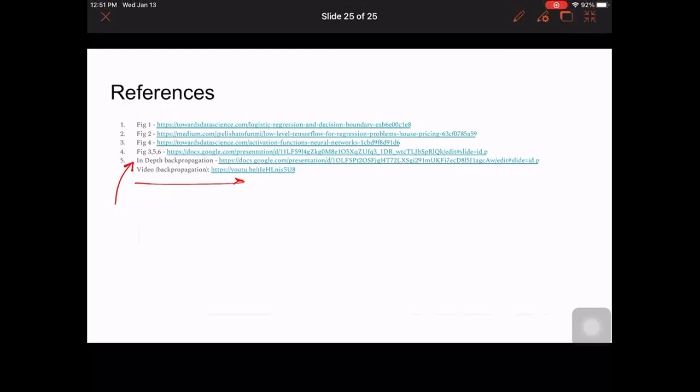So the links that I was talking about, if you want to take a deeper look into how DL frameworks actually do that, you can take a look at these slides or even this video. So I hope I was able to get you guys started on how a neural net actually works. Let's move on with the session, and I'll let Sahil take over again.